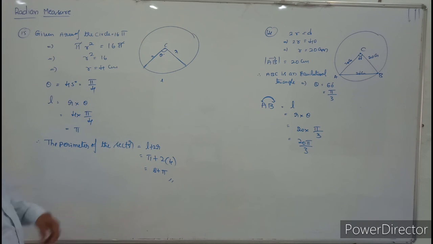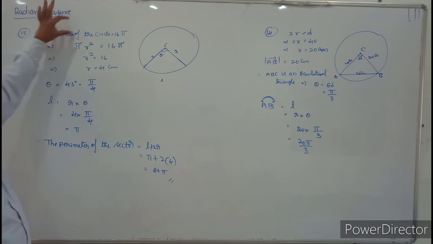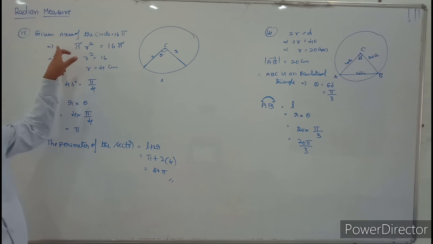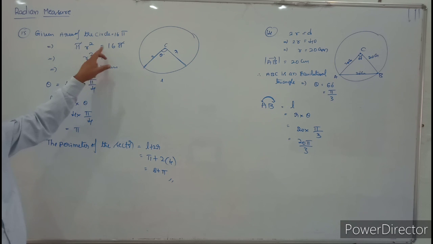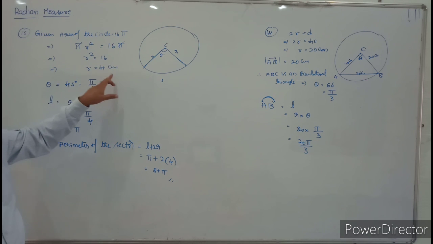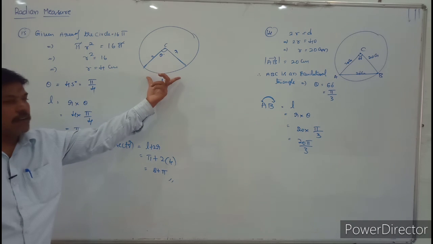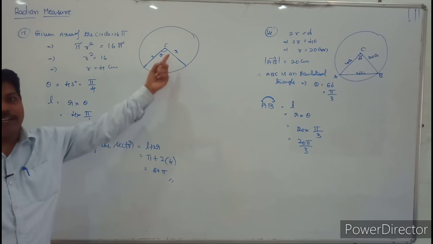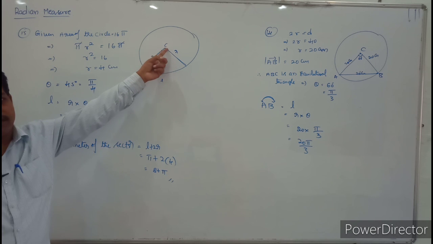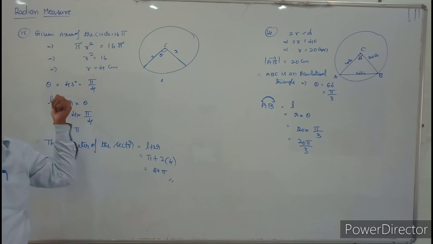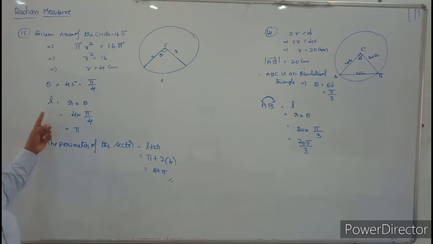Okay, see that question, students. What is the question? Given the area of the circle is 16 pi. We already know the formula for the area of the circle: pi r square is equal to 16 pi. So the radius of the circle is 4 centimeters. Next, they are given that this arc makes an angle at the center of 45 degrees, which in radians is pi by 4. So what is the arc length? L is theta into R. We already know the R value and the theta value, so just replace them and you will get L.